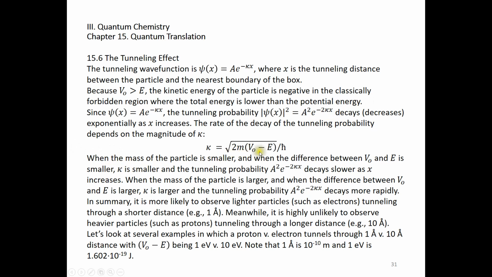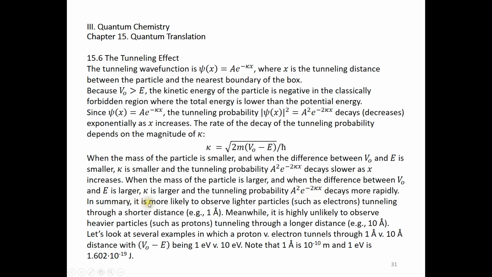Now, let's analyze this expression. When the mass of the particle is small, that means when m is small, and also when V0 minus E is small, then kappa is small. When kappa is small, the tunneling probability e to the power of negative 2 kappa x decays slower as x increases. However, when the mass is large, and when the difference between V0 and E is large, then kappa is larger. The tunneling probability decays more rapidly. Again, when kappa is large, this exponential function decreases very rapidly.